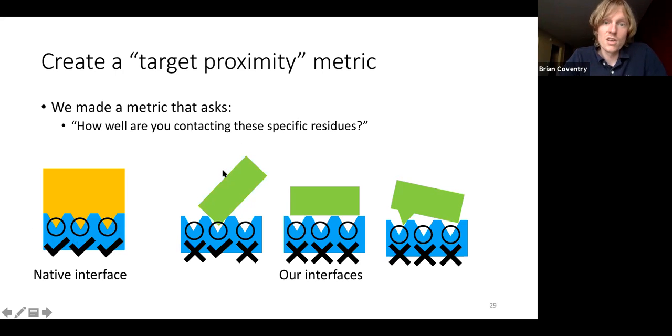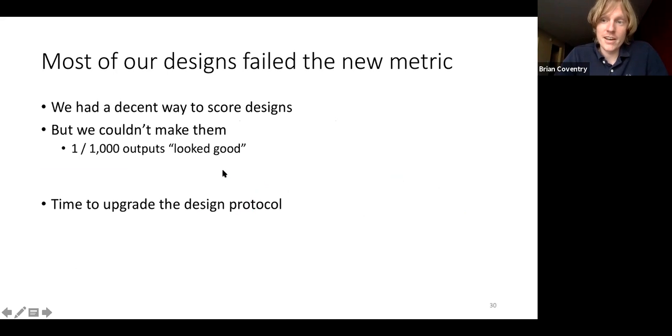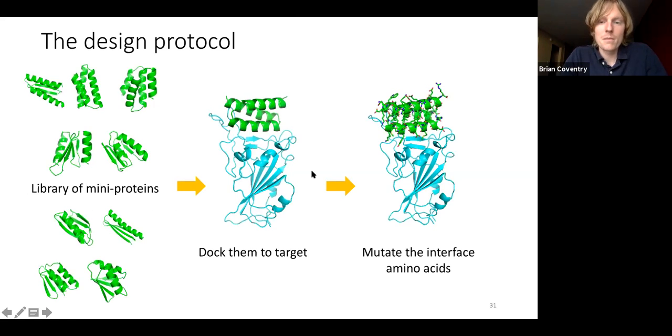And so with this new metric in hand, we found out that most of our designs fail the new metric, which is a good thing. I mean, because that way we can actually do some filtering here, but we're talking like 1 out of 1,000. And so that's not great when you're trying to make something that only 1 out of 1,000 look good. And so the obvious thing to do is to upgrade your design protocol.